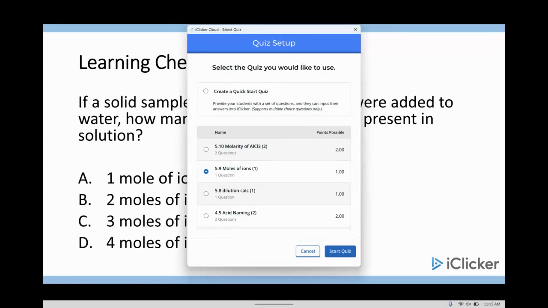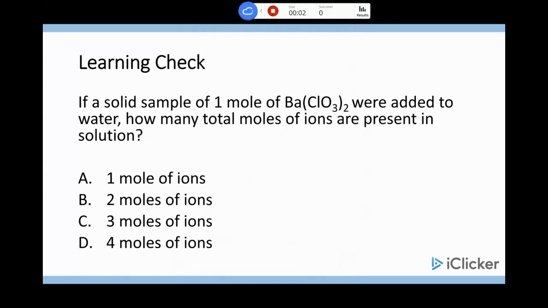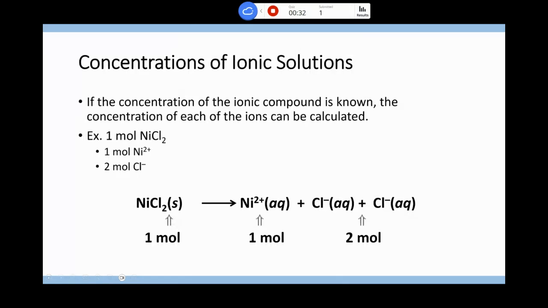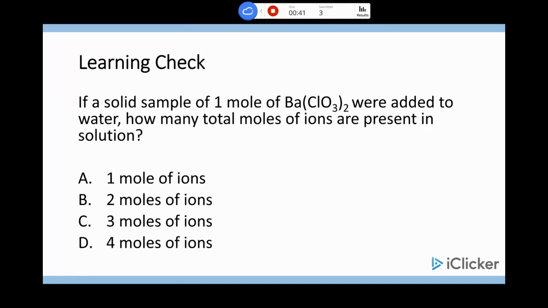Okay. So we have barium chlorate. We're adding that to water. We have 1 mole of barium chlorate. The question is how many total moles of ions are present in that solution? And if you're not sure where to start, you should write out the ionic equation for the dissolution of barium chlorate, or dissociation of barium chlorate.